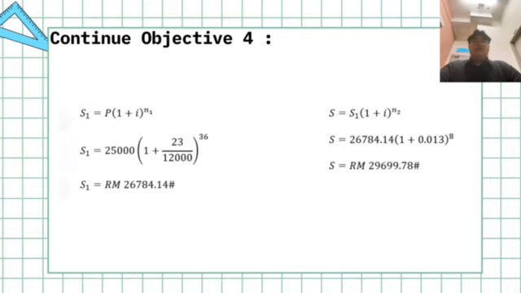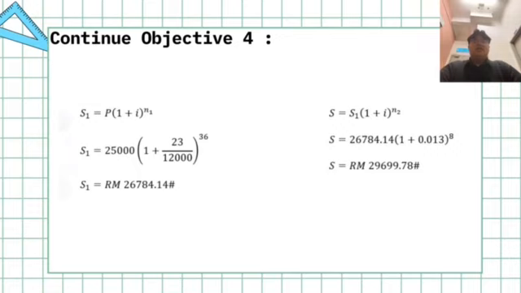S1 equal to P times (1 plus I) to the power of N1. From the equation, S1 equal to 25,000 times (1 plus 23 over 12,000) to the power of 36. S1 equals 26,784 ringgit and 14 cents.